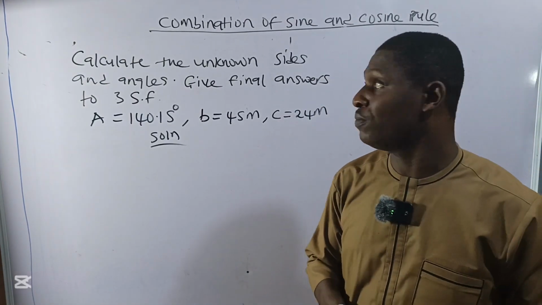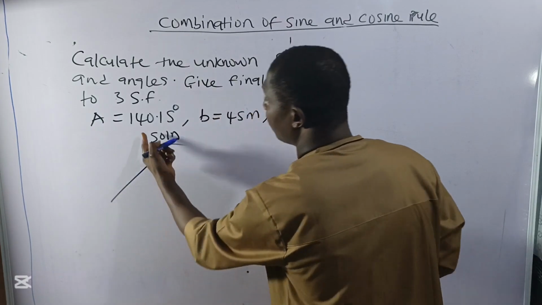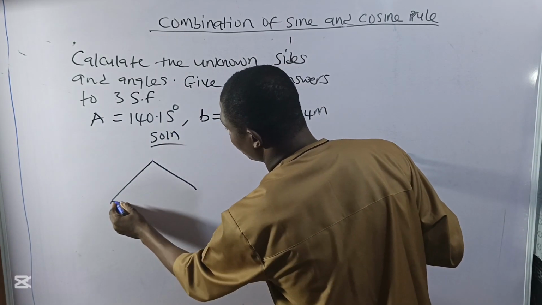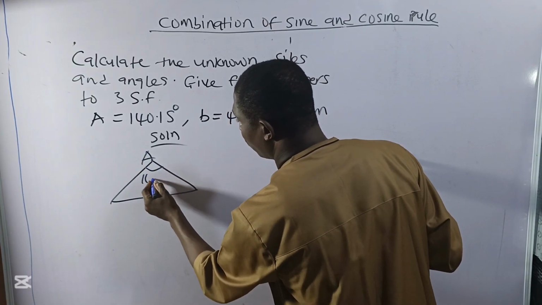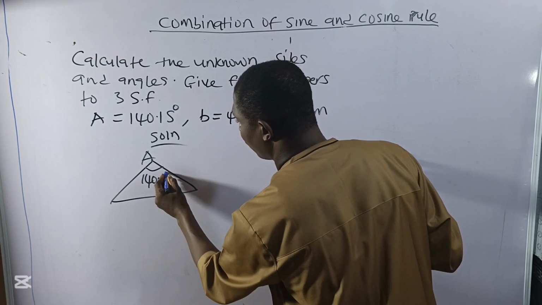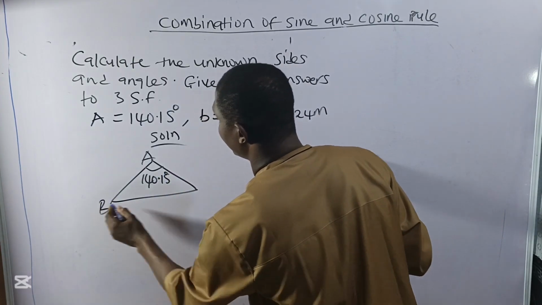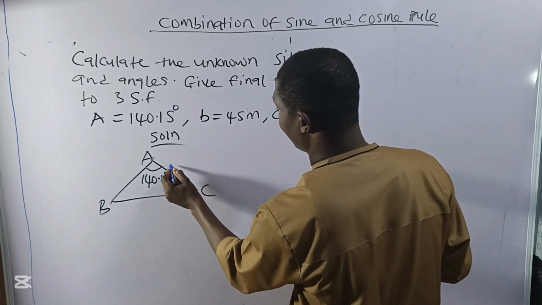So I always want us to draw a diagram, but here you see A is greater than 90, so I always want to have it at the top. Let this be A, 140.15 degrees. And let this be our B. Let this be our C. Our b here is 45.